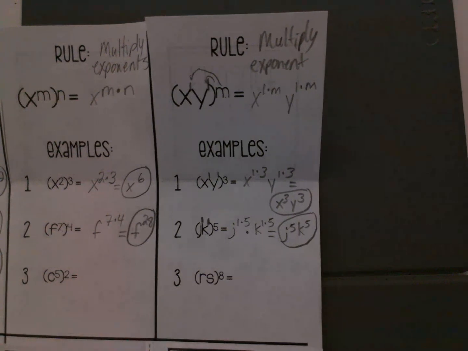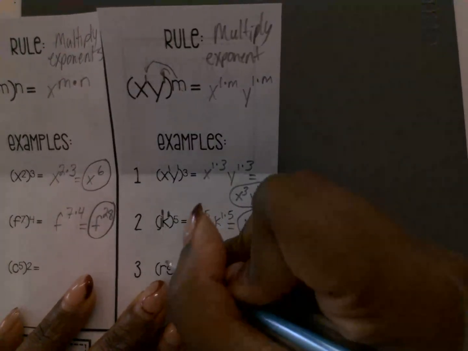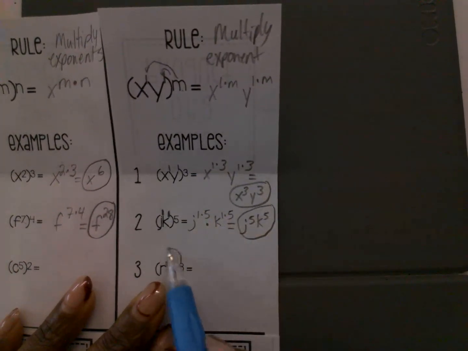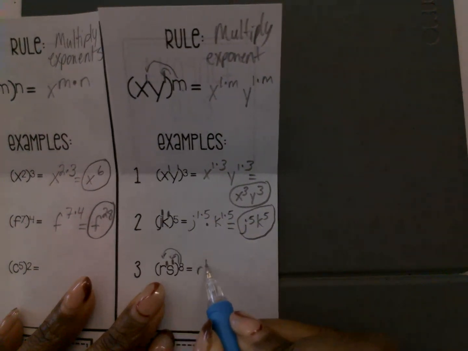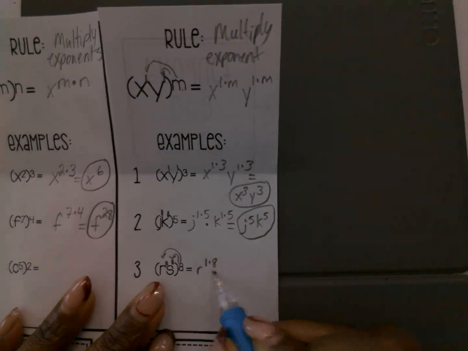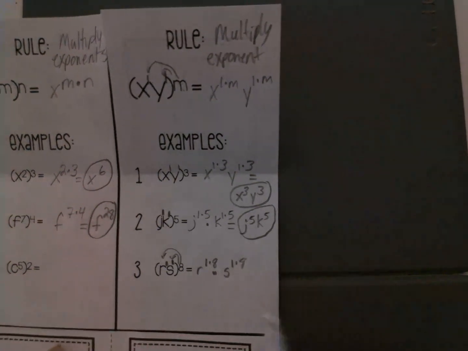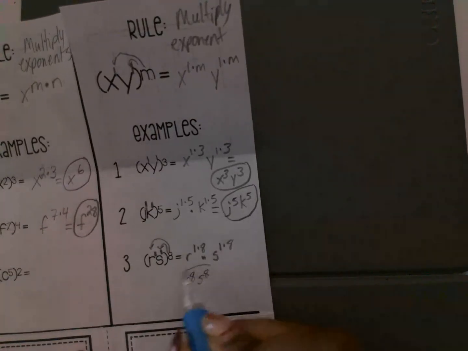Do number 3 on your own. I'm going to pause real quickly. All right, so look. For number 3, remember the exponent, if you don't see one, it's automatically 1. So now you're going to take 8 and multiply it times both exponents in the parentheses. So that is r, 1 times 8. We got s, 1 times 8. So the final answer is going to be r to the 8th, s to the 8th.